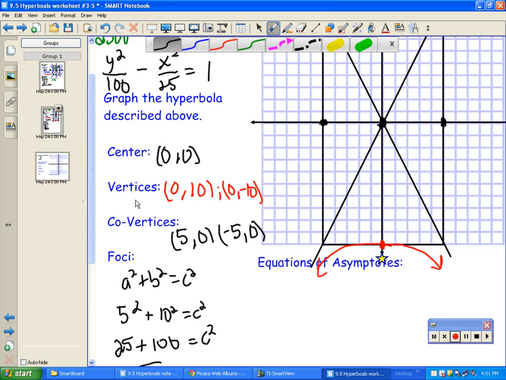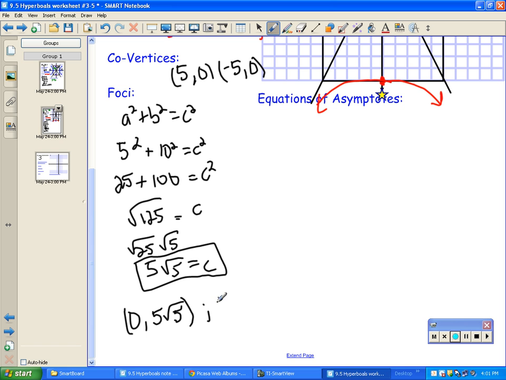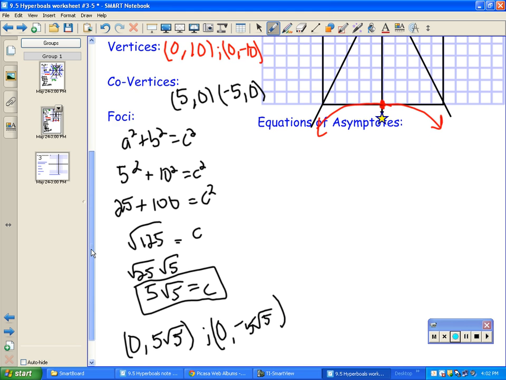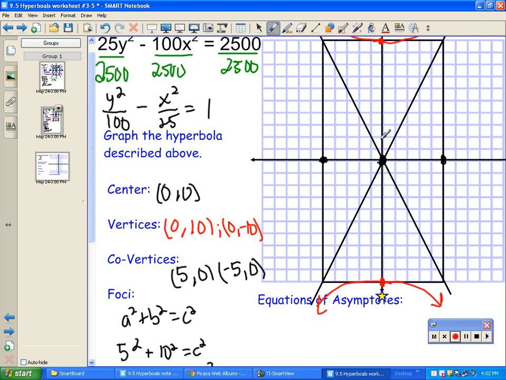Okay, so our foci are going to be 0, comma 5 root 5, and then 0, comma negative 5 root 5. Sorry, that's a negative 5 root 5. Okay, so we have our foci, we have our vertices, covertices. Now we just need to figure out the equations of these asymptotes.